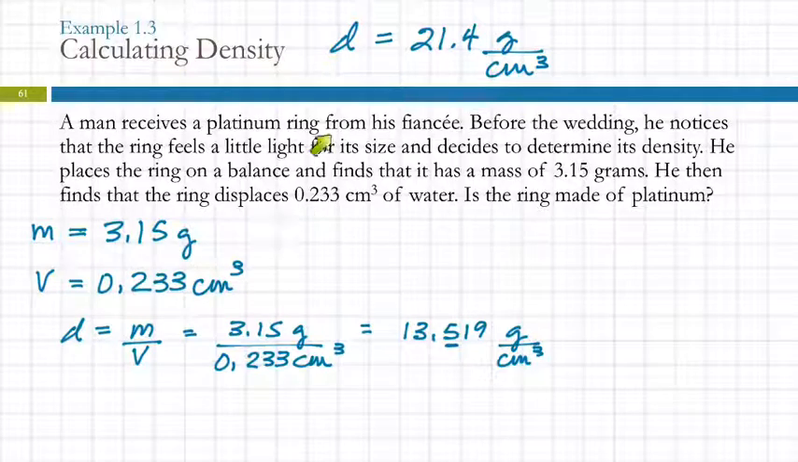Is this density anywhere close to the density of platinum? No. What does that tell us? The ring is not platinum. So the answer to the question here, we did all of this math work, but the answer we're looking for is no. Okay? So the answer is no. Not made of platinum. Any questions?